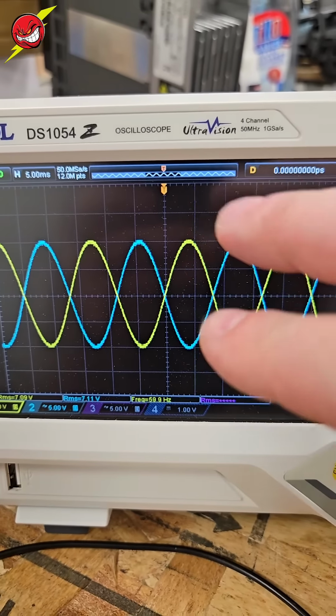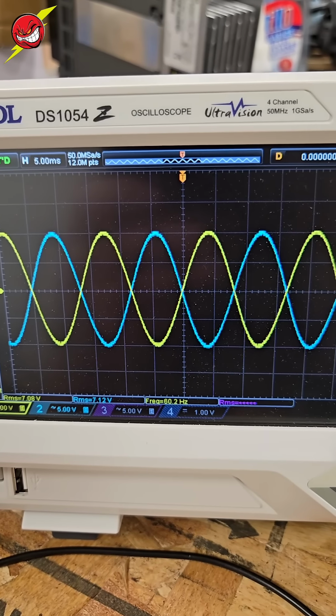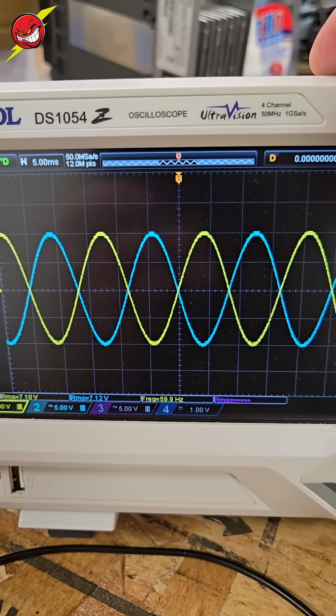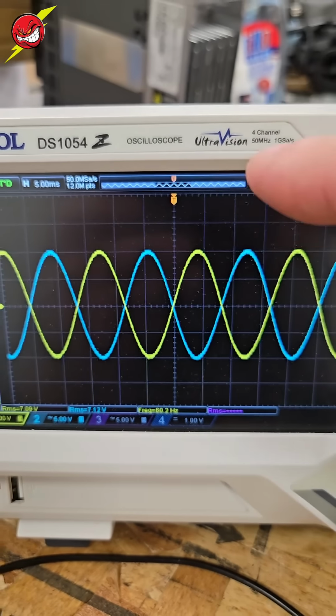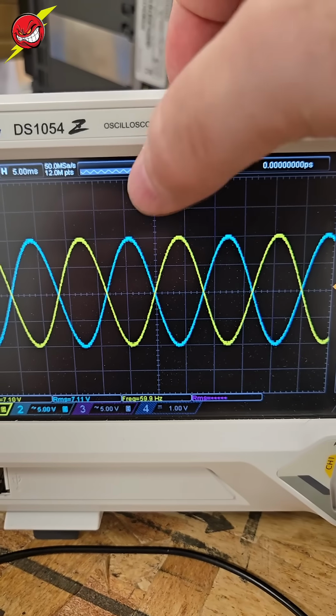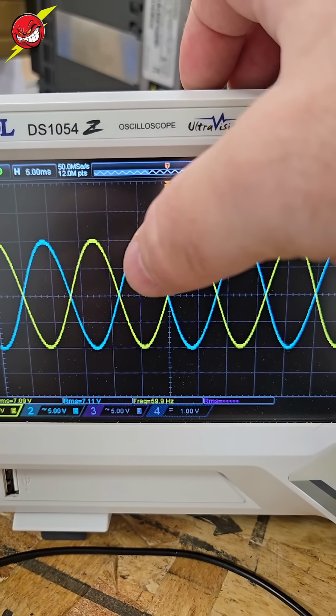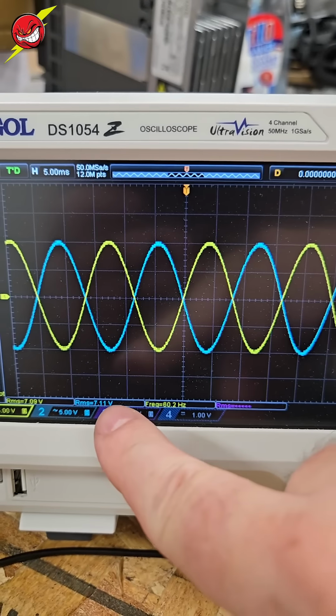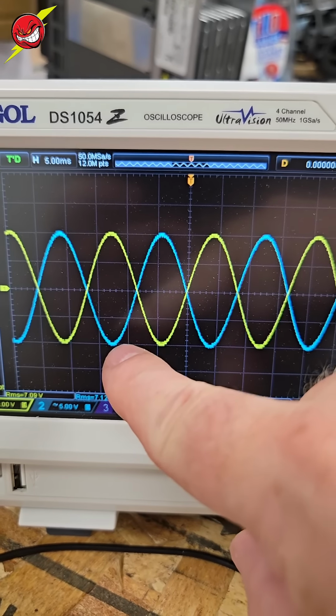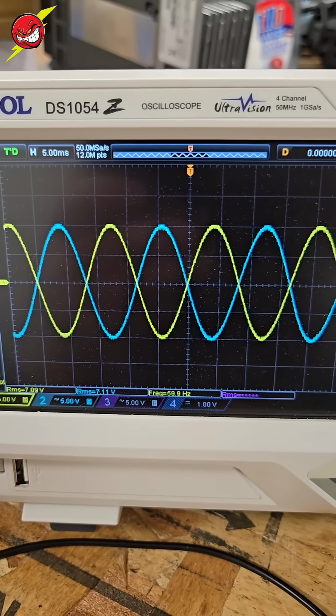You have your two legs exactly 180 degrees opposite each other. Now, remember in the previous video, I talked about how your voltage is constantly fluctuating up and down. So on this yellow sine wave, as your voltage is decreasing, at the same time on your blue sine wave, your voltage will be increasing.